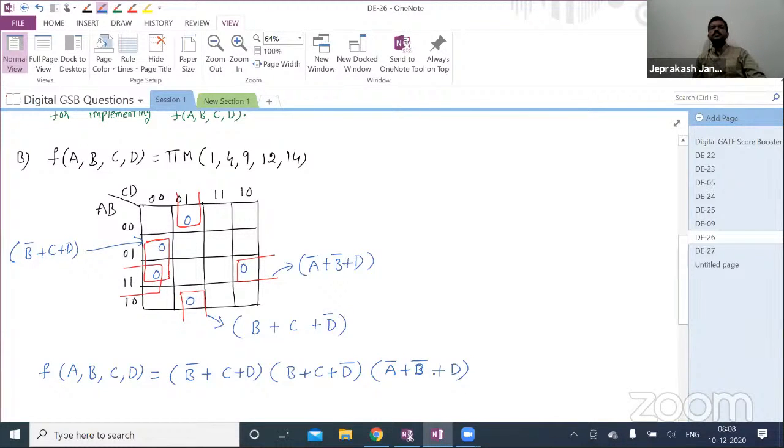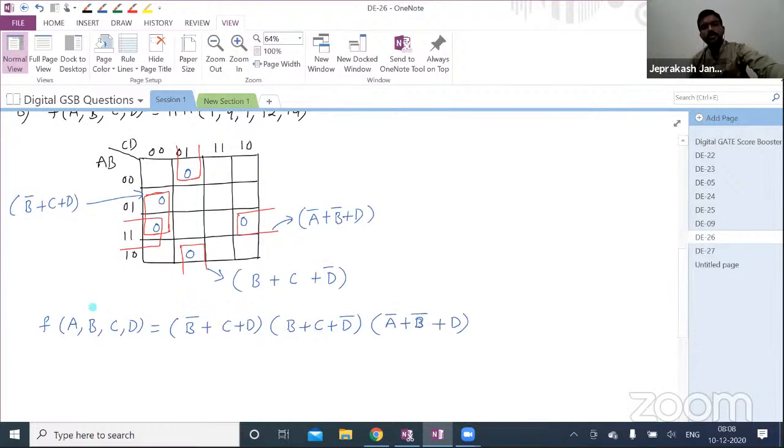A bar plus B bar plus D. These three terms, B bar plus C plus D, B plus C plus D bar, A bar plus B bar plus D. Now this function is in pivot form. When you have the function in pivot form, it is easy to implement using NOR gates.